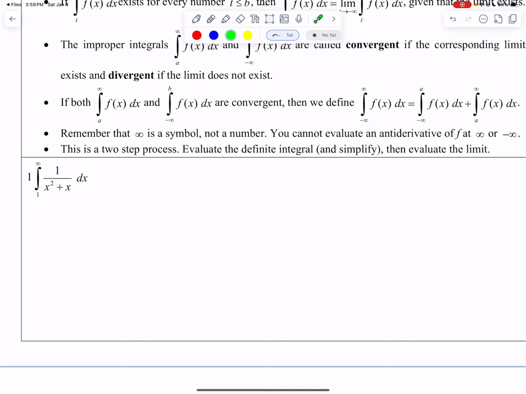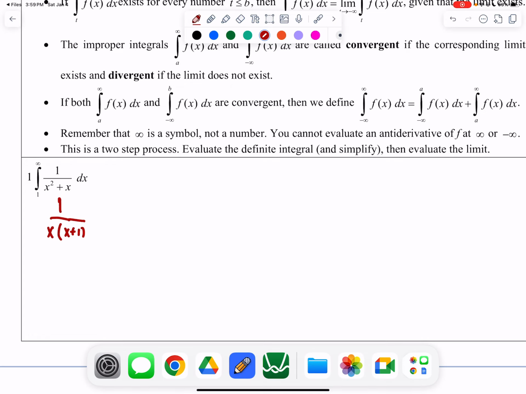So let's look at number 1 here, where I have the integral from 1 to infinity of 1 over x squared plus x. Now, if I were to show you what this looks like right here, I'm going to have a discontinuity at 0 and at negative 1. But notice how my bounds are from 1 to infinity, so that's okay.